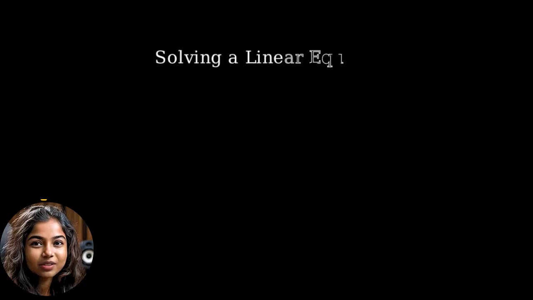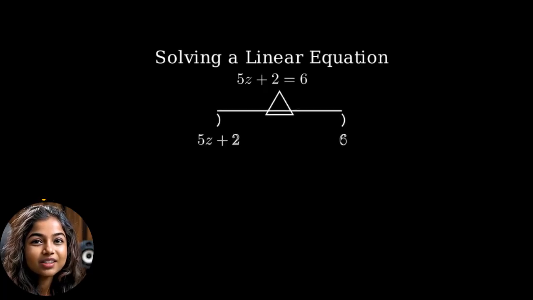Let's solve this linear equation step by step. Our starting equation is 5z plus 2 equals 6. To solve this equation, we need to isolate the variable z. Let's visualize this like a balance scale. Whatever we do to one side of the equation, we must do to the other side to keep it balanced. Our first step is to subtract 2 from both sides of the equation. This will isolate the term with our variable z.